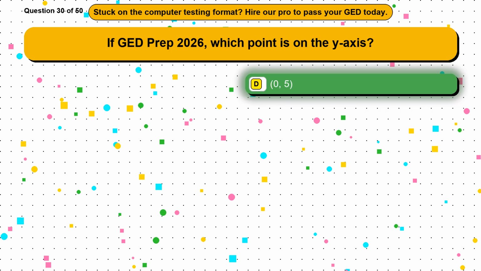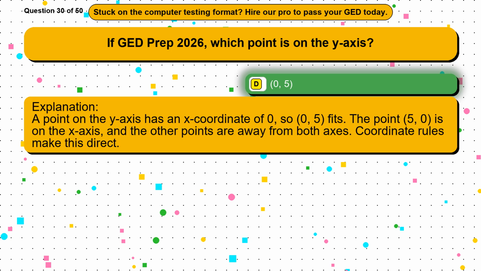The correct answer is option D. 0, 5. A point on the y-axis has an x-coordinate of 0, so 0, 5 fits. The point 5, 0 is on the x-axis, and the other points are away from both axes. Coordinate rules make this direct.